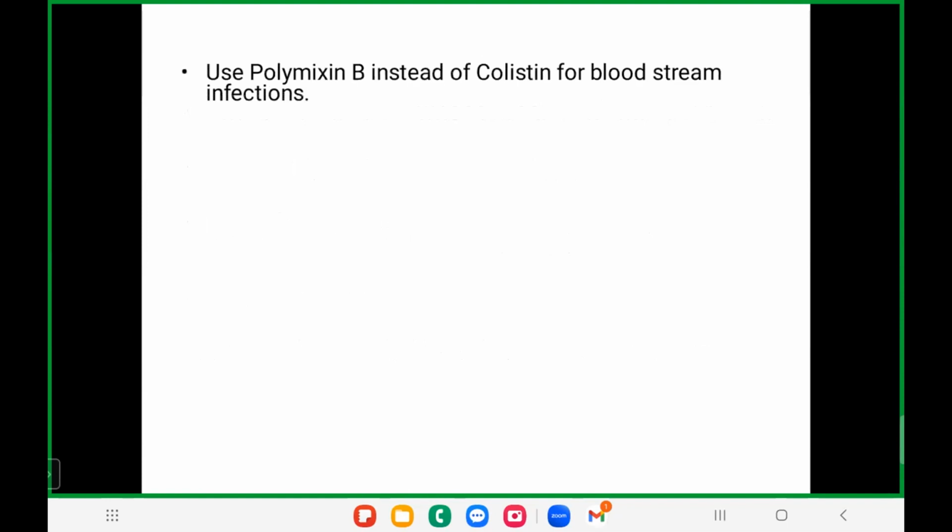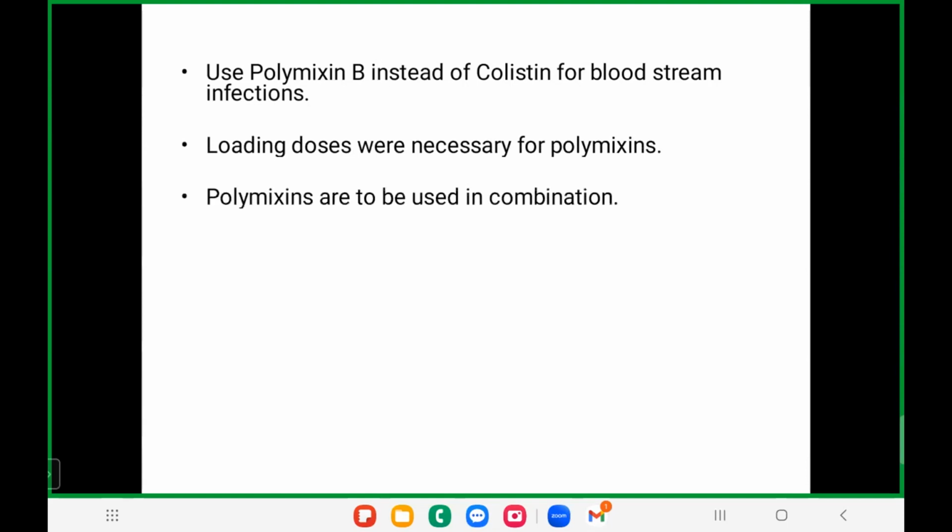And you need to use polymyxin B instead of colistin. I think many units are using colistin for bloodstream infections, but try to switch over from colistin to polymyxin B because of the favorable pharmacokinetics and no need to adjust for renal dose. You need to give loading doses for all polymyxins. Don't straight away start the maintenance. And polymyxin you cannot give as a monotherapy. You need to use it as a combination. This is the first point I need to stress again and again: polymyxins, don't give as monotherapy.